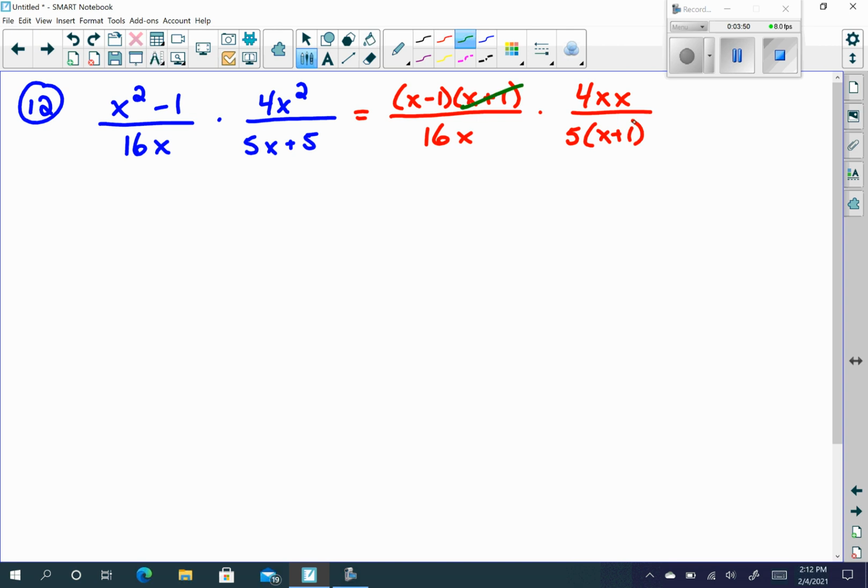What crosses out? X plus 1s. 4 can go into 16, so 4 becomes a 1, 16 becomes a 4, and then this x can cross out with 1x up there. So what do we have left? Up top we have an x times a quantity x minus 1. In our denominator we have a 4 times 5, so that would give us 20.